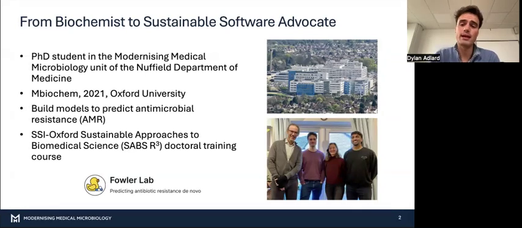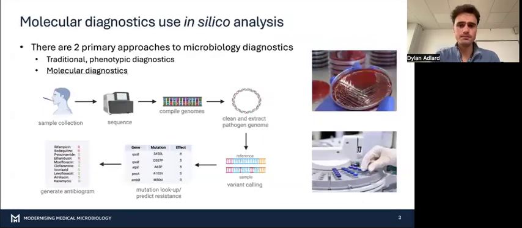And in the latter part of my PhD, I've started speaking at conferences about the importance of both reproducible statistics and reliable software. Just to give some context to the problem, there are two main approaches to diagnostics: traditional drug susceptibility plates and the more modern molecular diagnostic methods, which in low resource settings are faster and easier, and in theory, they're more reliable. So the way the latter method works is a sputum, urine, or blood sample is collected and fed through a DNA sequencing machine. After processing and cleaning, mutations are then extracted from the pathogen's genomes.